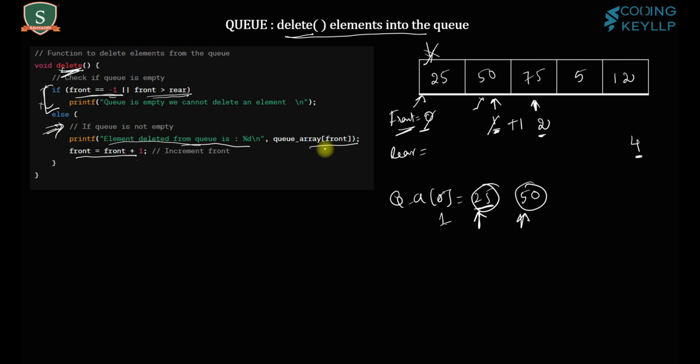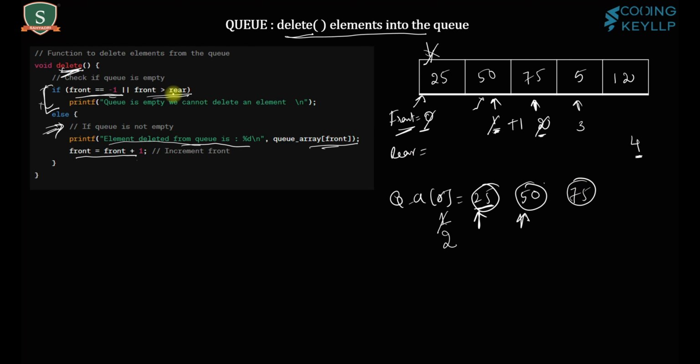Print the element that it is going to print. So front is 2. So Q array of 2 is nothing but 75. 75 will be printed and shown to the user saying that 75 element is printed, and 2 plus 1, 3. Now which element is it showing? Third element. Now what's going to happen? When you call the delete method, the third element is going to be deleted.